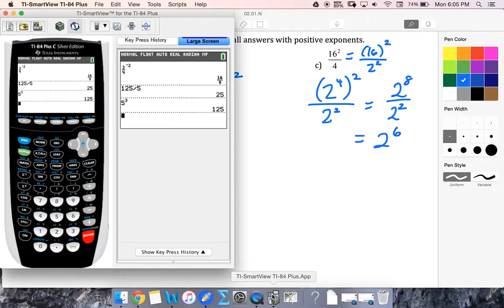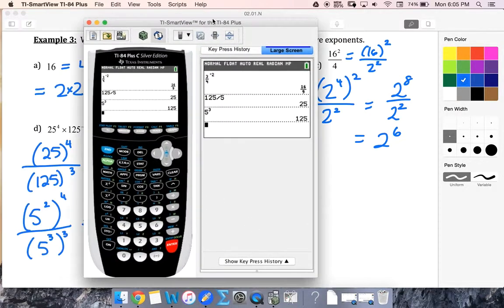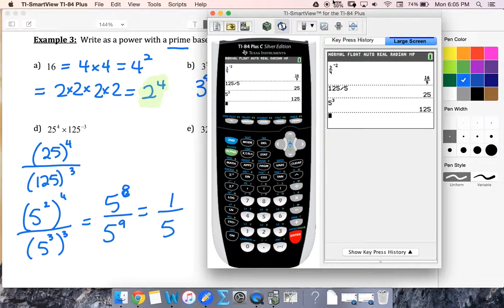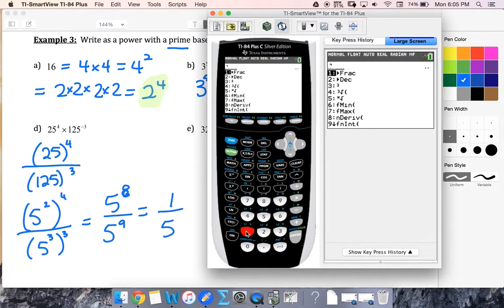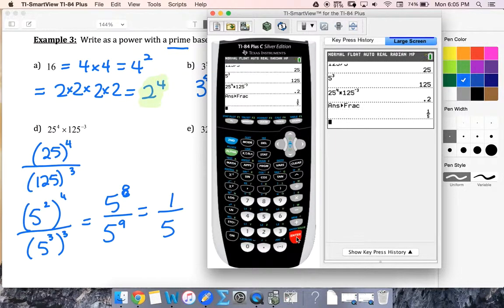Let's test that. So let's look at my original problem, because remember, we always have our calculator. So 25 raised to the 4th power times 125 raised to the negative 3rd power. That gives me 0.2. My math menu turns that into a fraction, and I get 1/5, which is the same as I got over here.